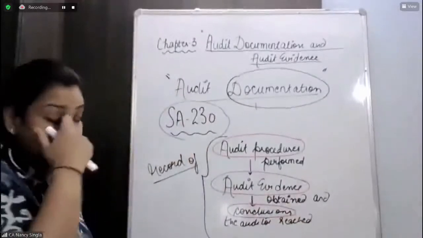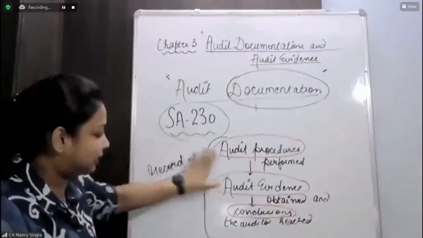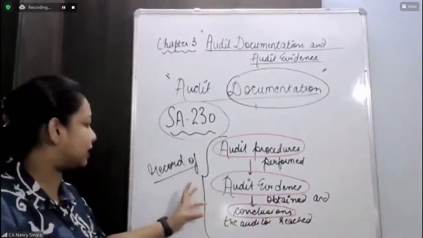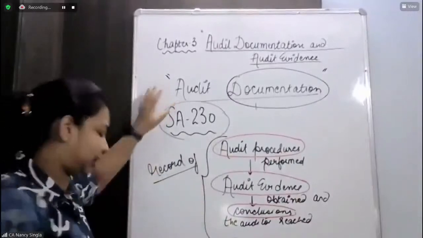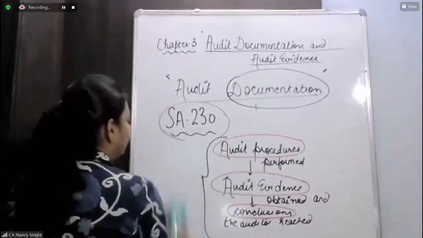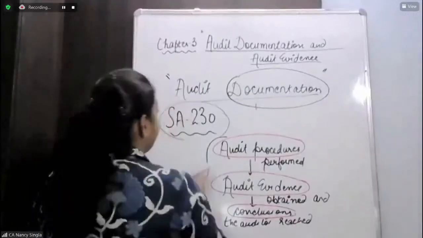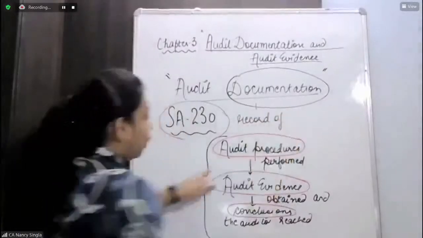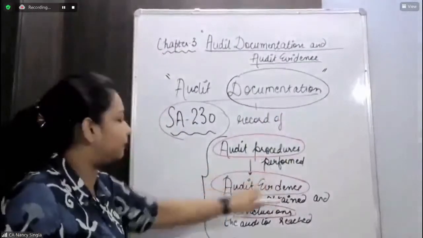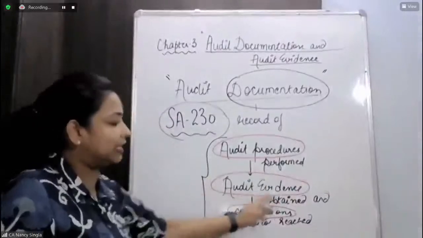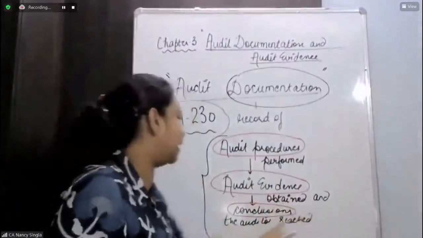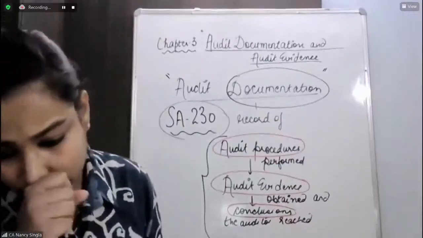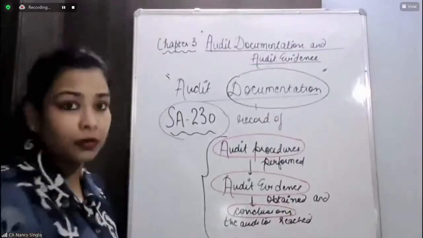And what is the definition? The definition is derived from these three keywords only. The definition says audit documentation, and write it here, is a record of audit procedures performed, audit evidence obtained, and the conclusions the auditor reached. Right?